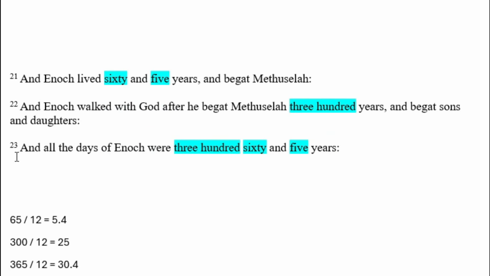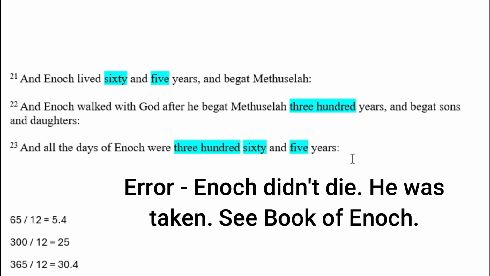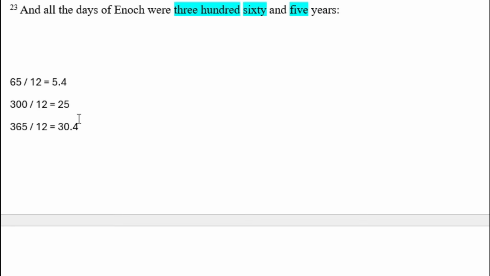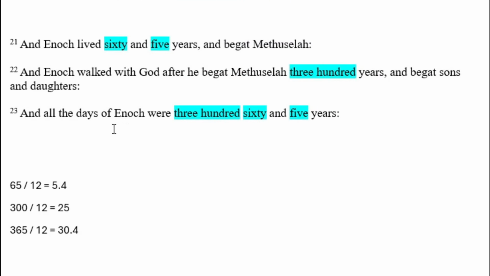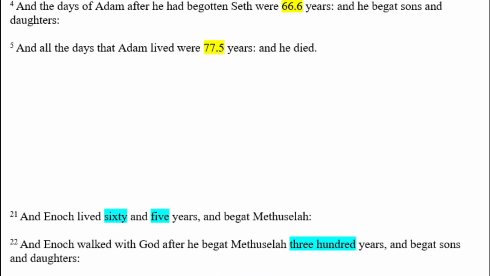If we're using that same procedure, we've got Enoch here was 365 years old when he died. If we did the conversion, because, well, 365, that doesn't work either. Let's use that same process. And if we converted everything to months, then that would mean that Enoch was 5.4 years old when he had Methuselah, and he was 25 years old when he had sons and daughters, and then he was 30.4 years old when he died. You look at that and see right away, no, that's not going to work. The numbers don't add up.